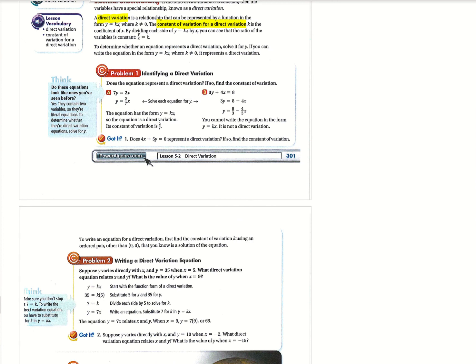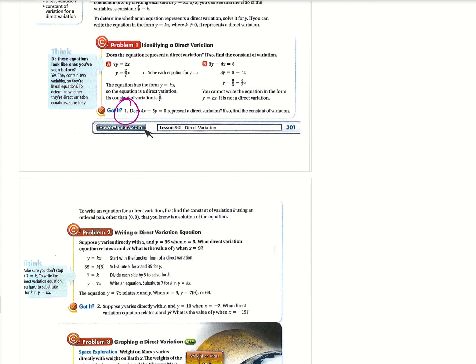All right, so hopefully you're good on that one. I want you to go ahead and try Got It problem 1. It says, does 4x plus 5y equals 0 represent a direct variation? And if so, find the constant of variation. So give that one a try, and then we'll move on.